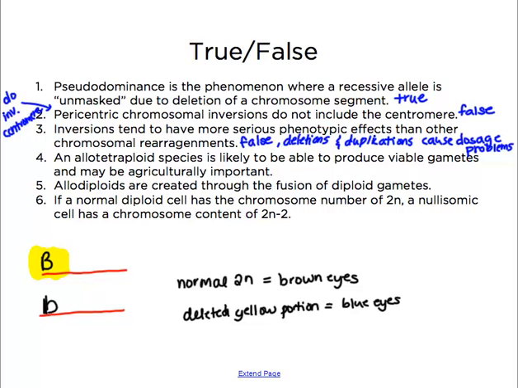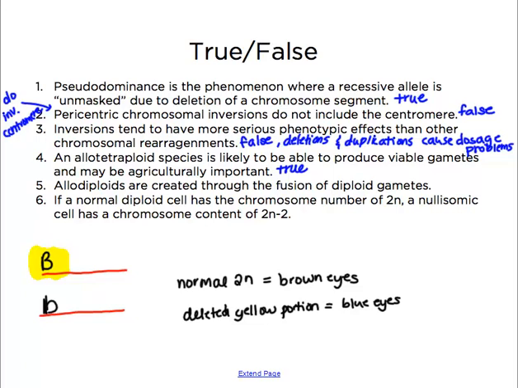Number 4. An allotetraploid species is likely to be able to produce viable gametes and may be agriculturally important. So this is true, and I know Professor Schmidt went through a few examples in the theory video that a lot of agriculturally important plants are actually polyploid species and allopolyploid species, and this makes them bigger, it makes them more able to live on the land, and they can produce viable gametes and can reproduce.